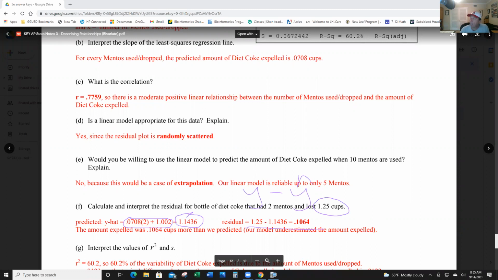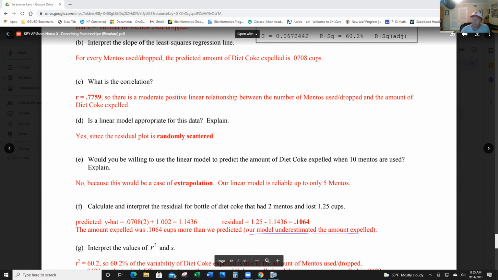There's a couple of ways to interpret that. You could say the amount expelled was 0.1064 cups more than we predicted, or you could say our model underestimated the amount expelled by 0.1064. Either way, because that point is going to be above the line.